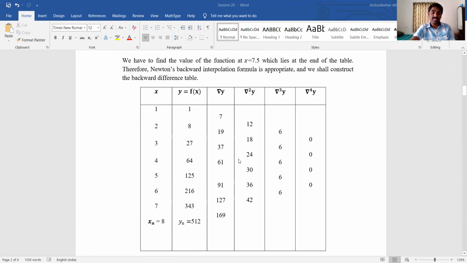Here, this is the backward difference table, x and y's. Here, nabla yn, nabla 2 yn, nabla 3 yn, nabla 4 yn. Here, x0, x1, x2, x3, x4, x5, x6, x7. Here, y0, y1, y2, y3, y4, y5, y6, y7. Therefore, this is nabla y7, nabla square y7, nabla 3 y7, nabla 4 y7. These are the backward leading differences. This is y7, this is x7.